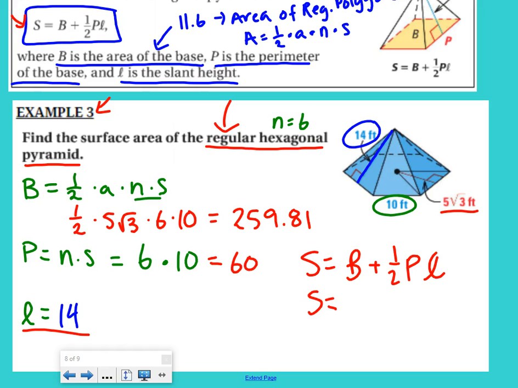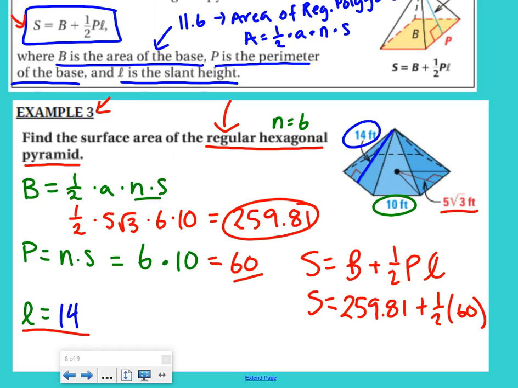So surface area equals the area of our base, which is 259.81, plus 1/2 times our perimeter, which is 60, times our slant height, which is 14. Use your calculator to evaluate that, and we get 679.81. Our dimensions are feet, so it is going to be feet squared.